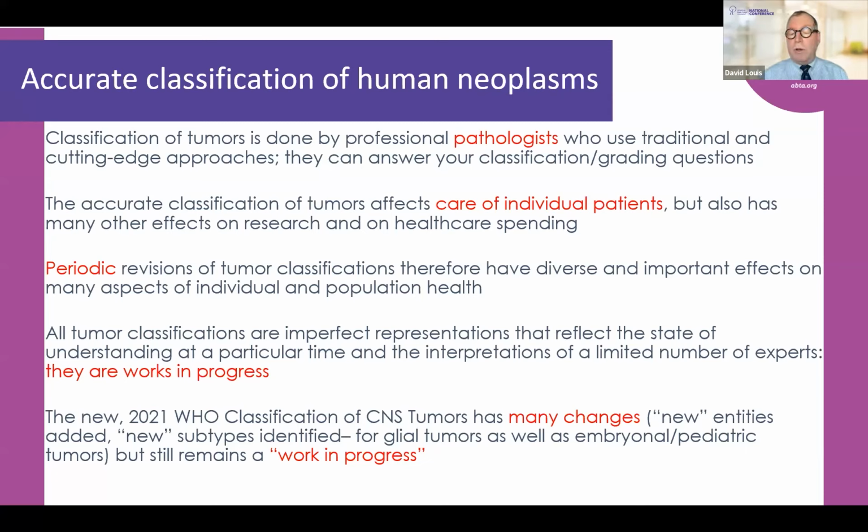We've added what we call new entities. They're really not new, they're just newly recognized, as well as new subtypes of entities. And this is in almost all of the sections for the glial tumors, as well as some of the more common ones found in pediatric populations. In fact, there were 22 new entities added into the 2021 classification of brain tumors. And unfortunately, given the scope of changes, there's really not time to talk about the individual ones here.